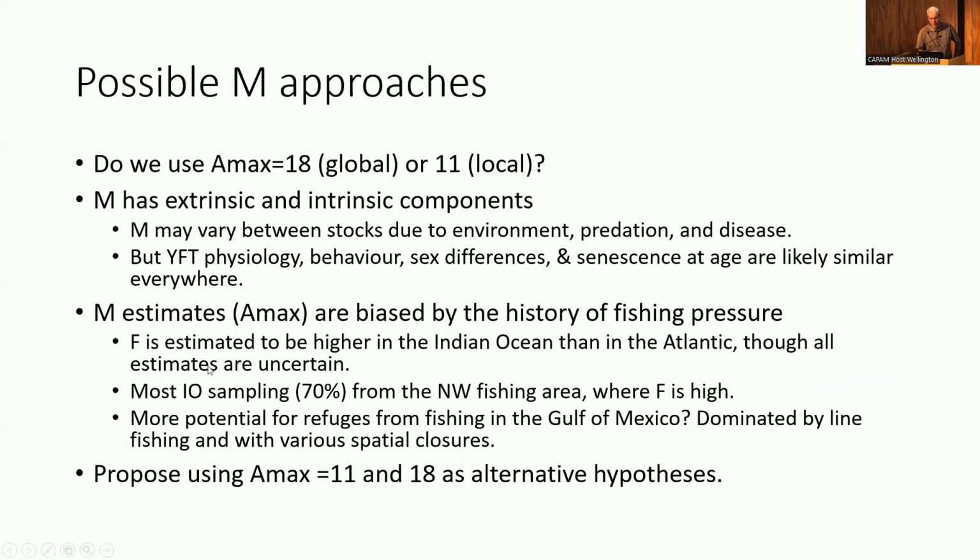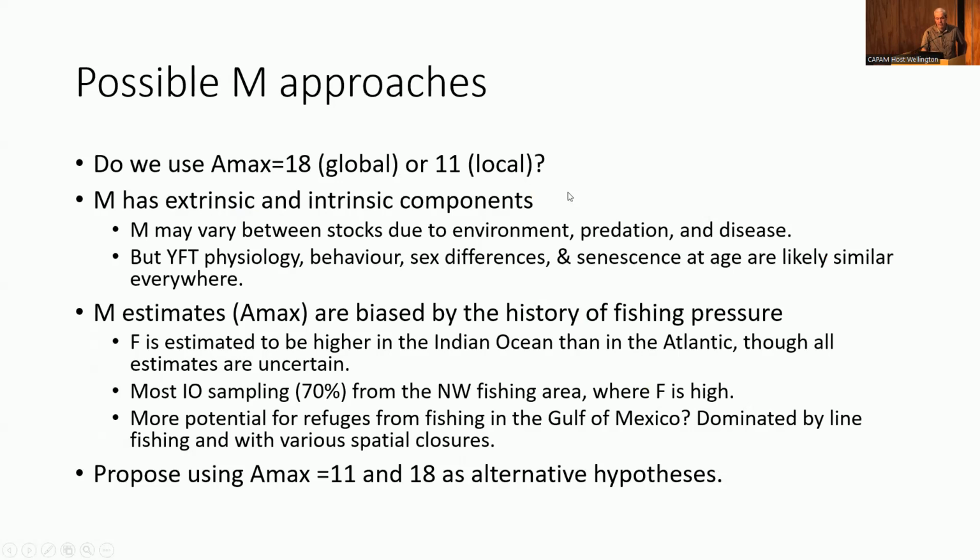So, possible approaches for natural mortality. One of the questions is, for the Indian Ocean, should we use the local value of Amax to define natural mortality, or should we use the global value of Amax?